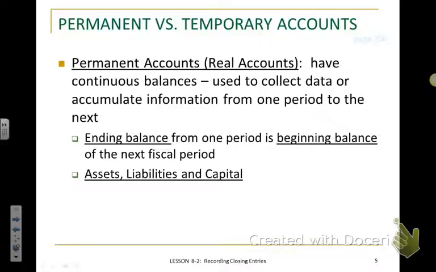So that's what we would call a permanent account, okay? The ending balance from one period is the beginning balance for the next period. Your permanent accounts are assets, liabilities, and capital. Those are your only permanent accounts.